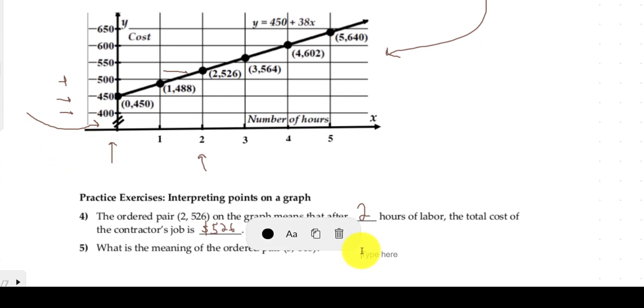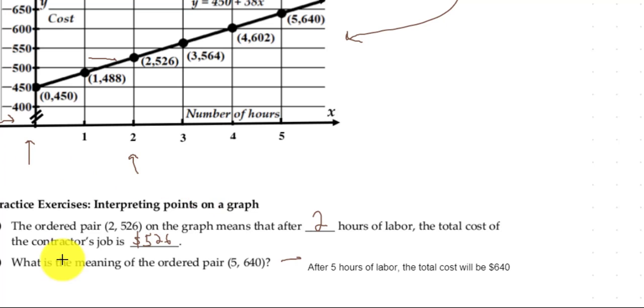And this one would mean, I'm going to use my typewriter function. I'm going to say after 5 hours, the job will cost $640, right? So I'll type in after 5 hours of labor, the cost will be, I believe we said, $640. And I think that should do it, right? After 5 hours of labor, my cost is this $640 up here.